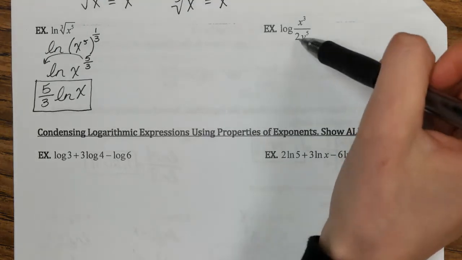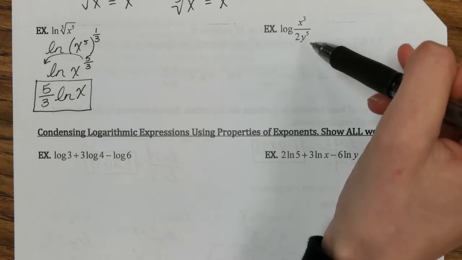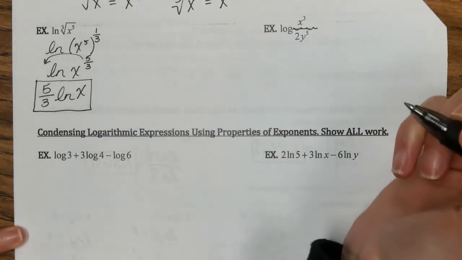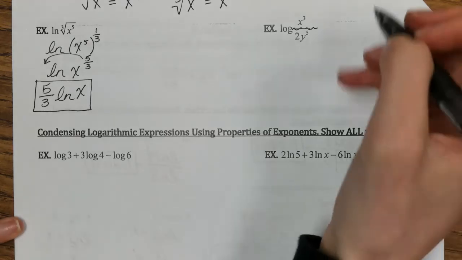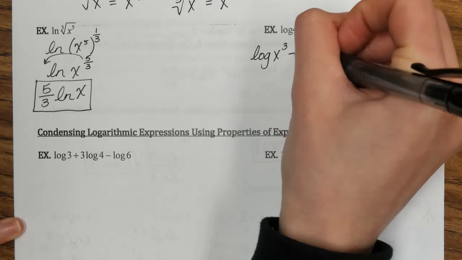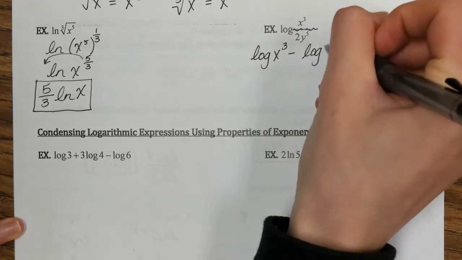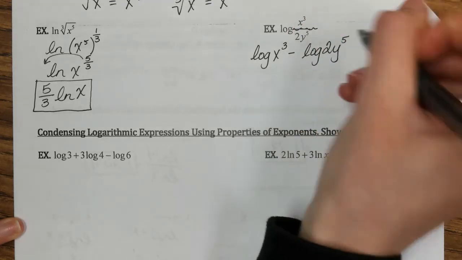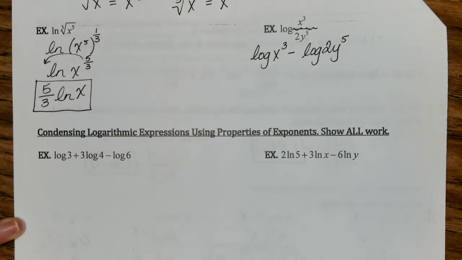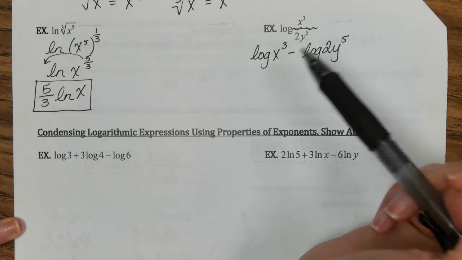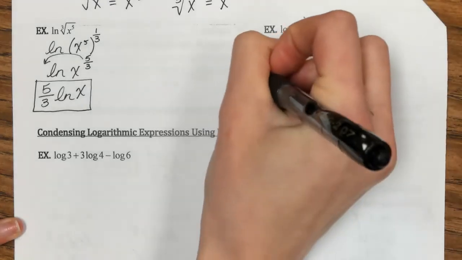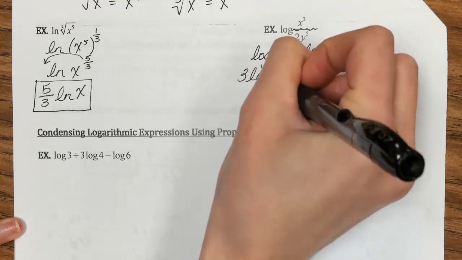So if I have log of x cubed over 2y to the 5th, I'm going to separate where my division symbol is. So I'm going to have log of x cubed minus log of 2y to the 5th. Okay, well, I can do this 3 out in front. That's going to become 3 log of x.